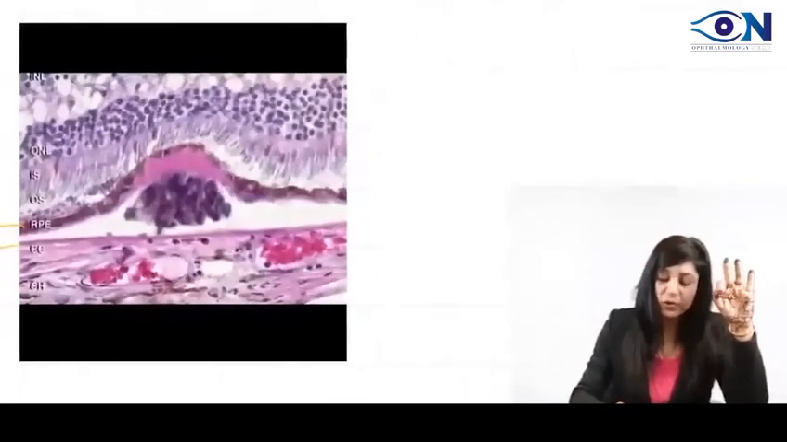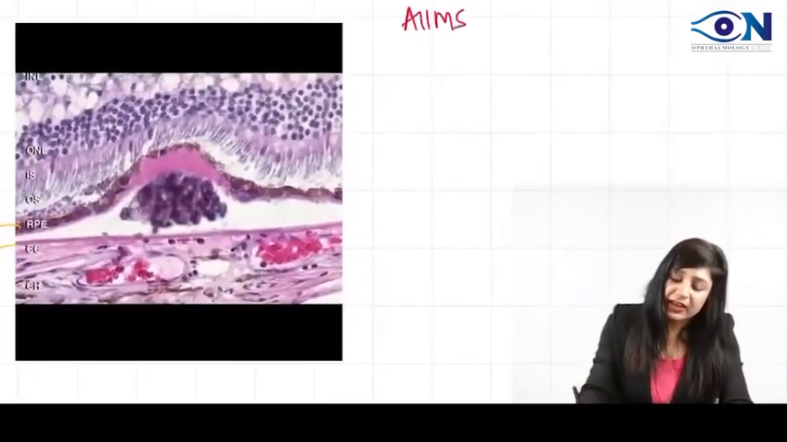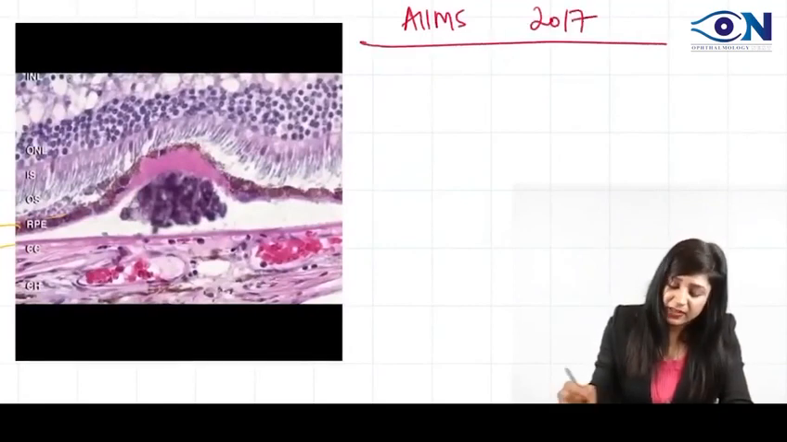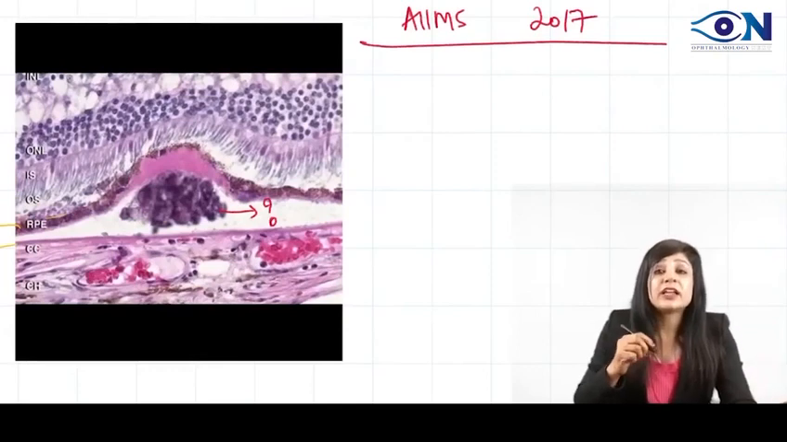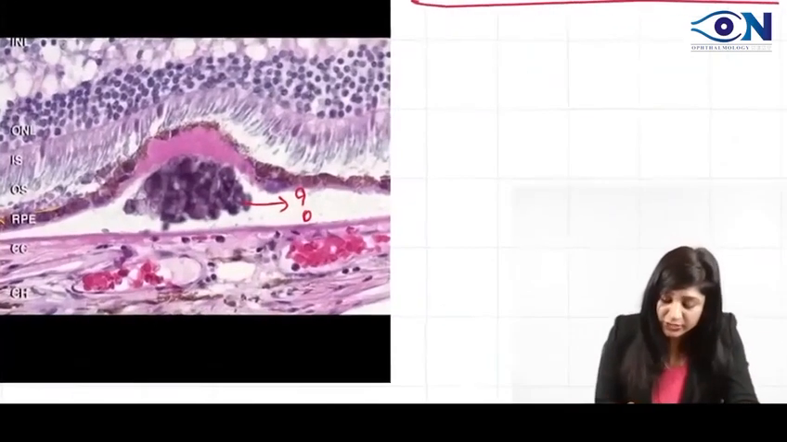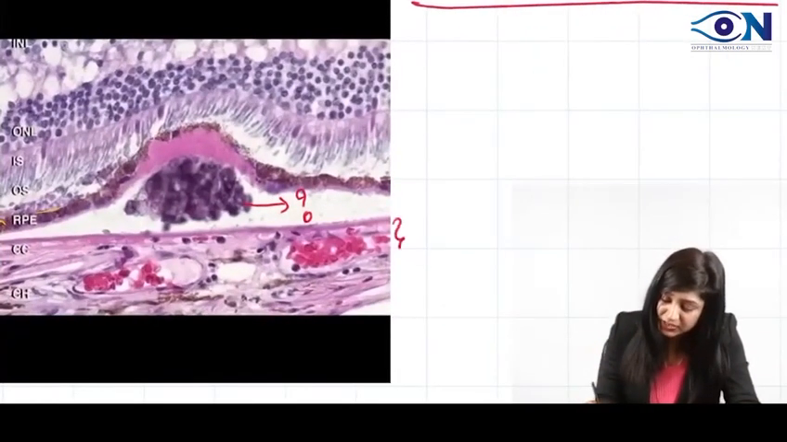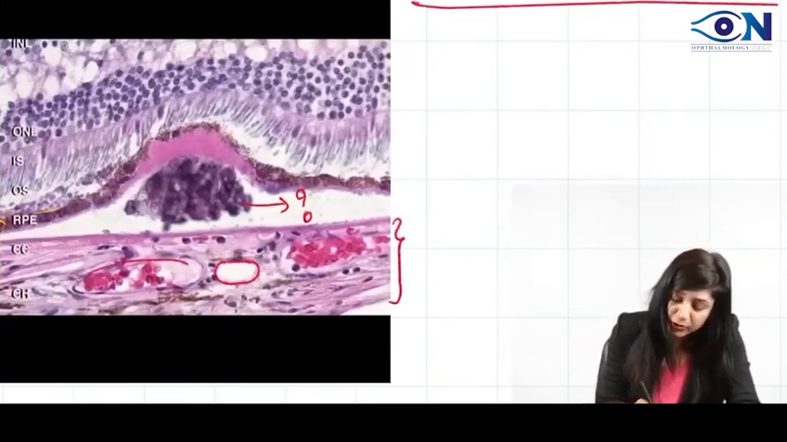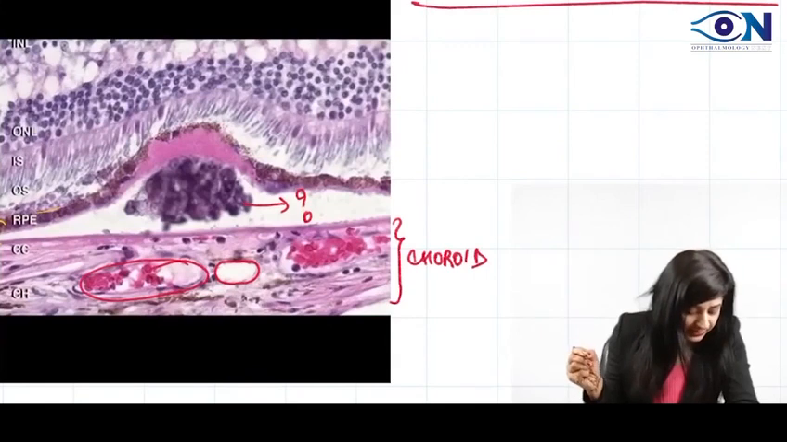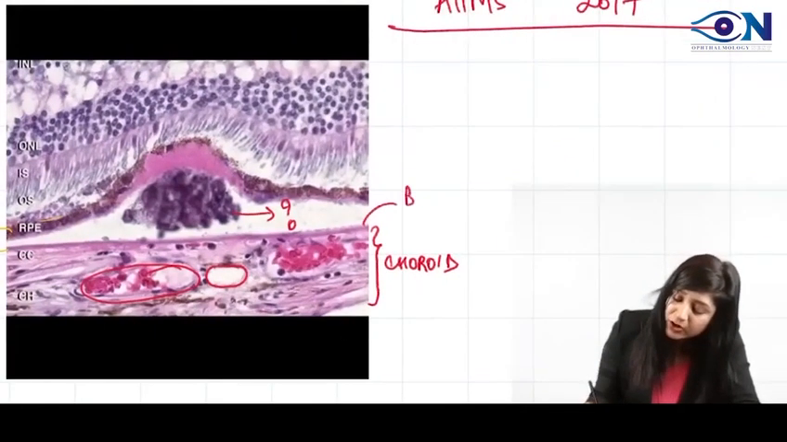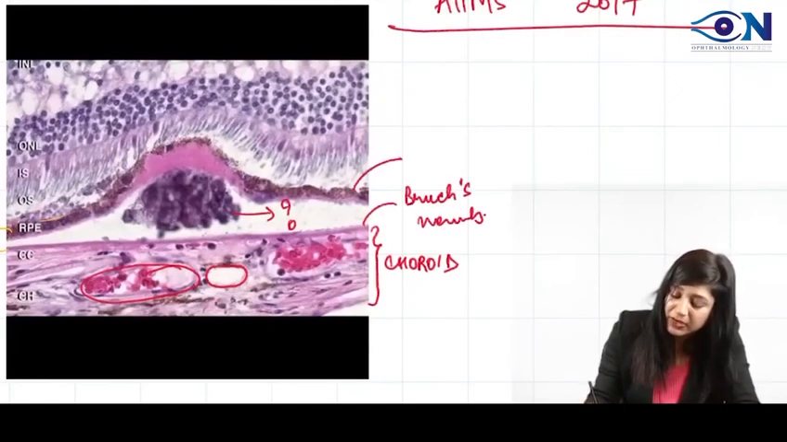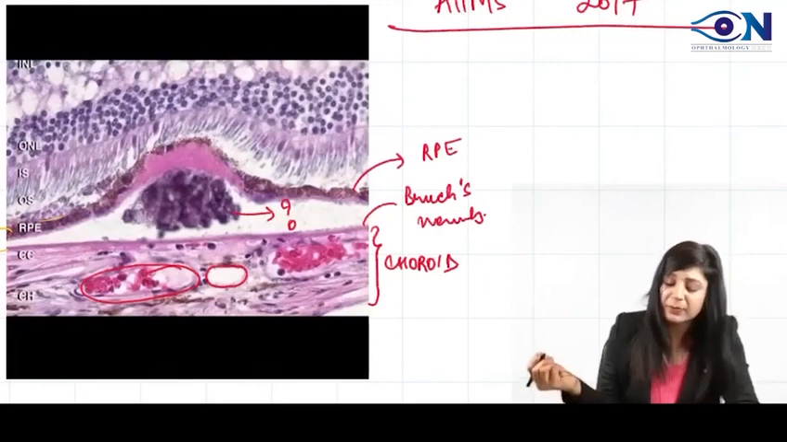Amsler grid. Look at this, another AIIMS question. AIIMS question 2017 and they had asked what is this? So now you know the retinal histology also, right? Retinal histology we know. So can we name this? Look at this, you can see the lumen of the vessels here. So this is the choroid and what is the basal lamina of the choroid called as? This is called as the Bruch's membrane. Basal lamina of the choroid is the Bruch's membrane, while this one is the RPE layer, darkly pigmented.